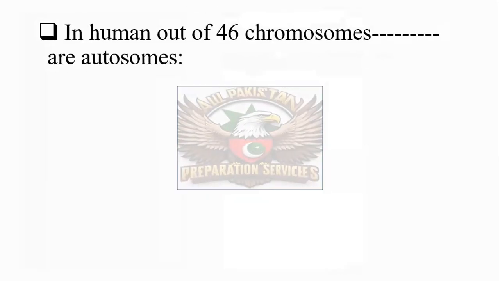Next question is, in humans, out of 46 chromosomes, dash are the autosomes: 46, 42, 44, or 40? The correct one is 44. 44 are autosomes and two chromosomes are the sex chromosomes. That's why here the correct option is 44.